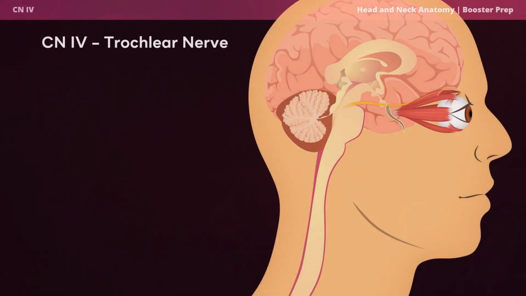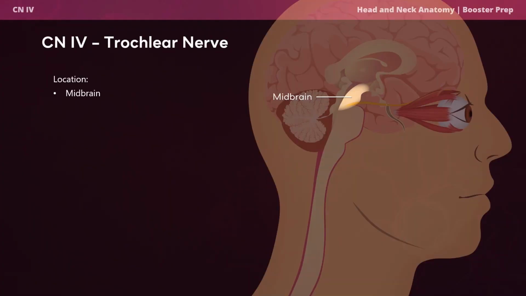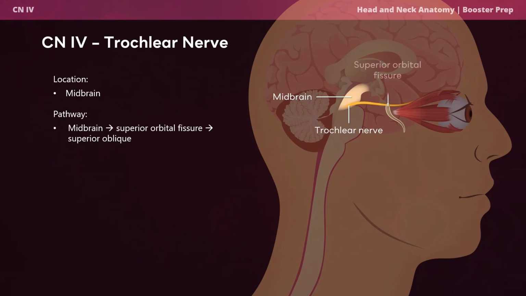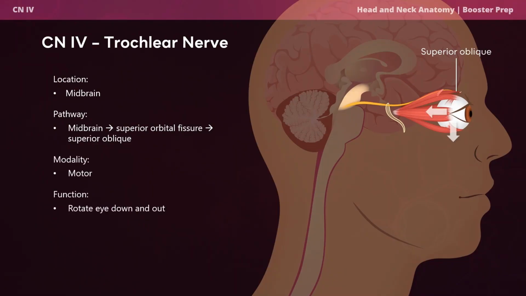So the trochlear nerve is a motor nerve originating in the midbrain. And unlike most of the other cranial nerves, the trochlear nerve exits out of the posterior surface of the brainstem. It travels around the brainstem to reach the superior orbital fissure and innervates the superior oblique muscle to rotate the eye downward and outward. And now we're moving on to the trigeminal nerve.